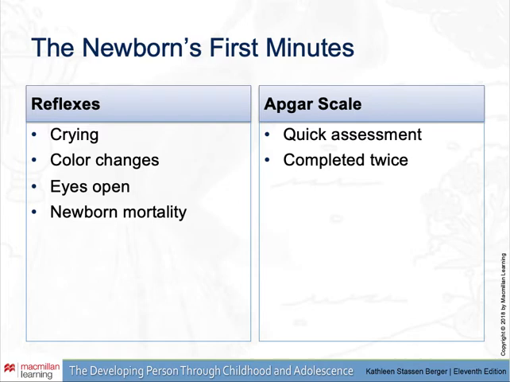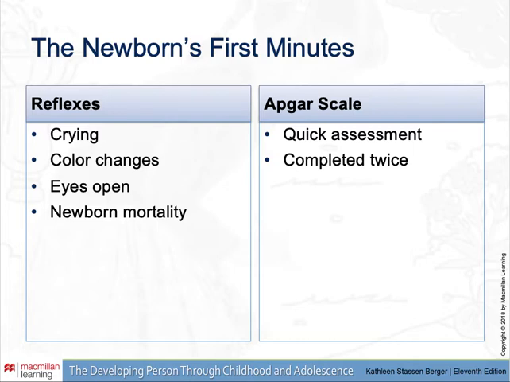A newborn's first minutes. The reflexes have developed. They usually cry spontaneously. Color changes from bluish to pinkish. Their eyes open and fingers grab and toes stretch. Newborn mortality is 1 in 250 in the United States.